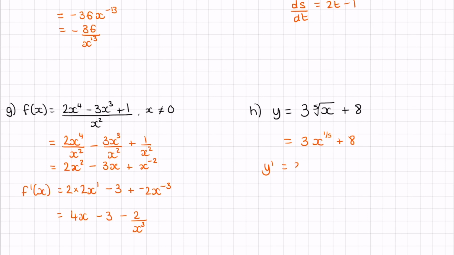So we're going to be 3 times, bring the power down the front, so the 5th, x to the power of 1/5 minus 1 will give us negative 4/5, and then plus 8, derivative of, remember, a constant just becomes nothing, so we don't need to write anything. Then we can simplify this, so we'll have 3 on 5, x to the power of negative 4/5. And if you want to write that with a positive indice, you can do so. It'll be 3 on 5, x to the power of 4/5.